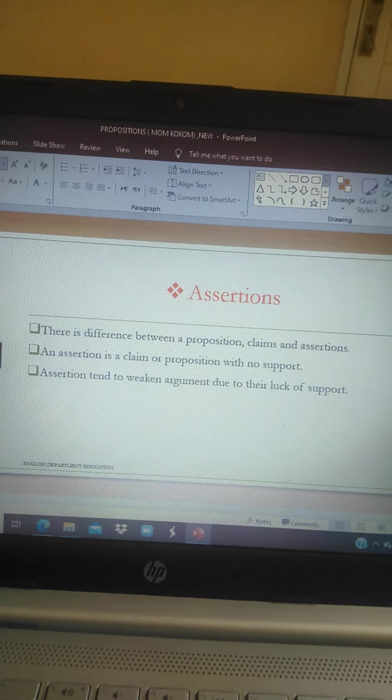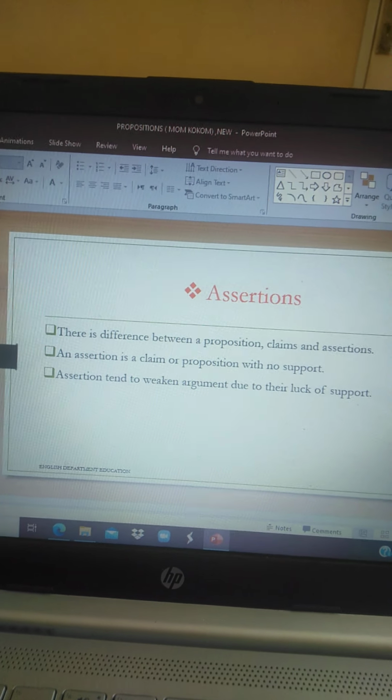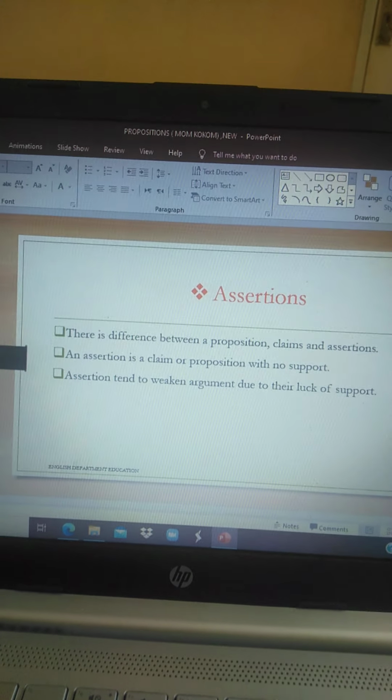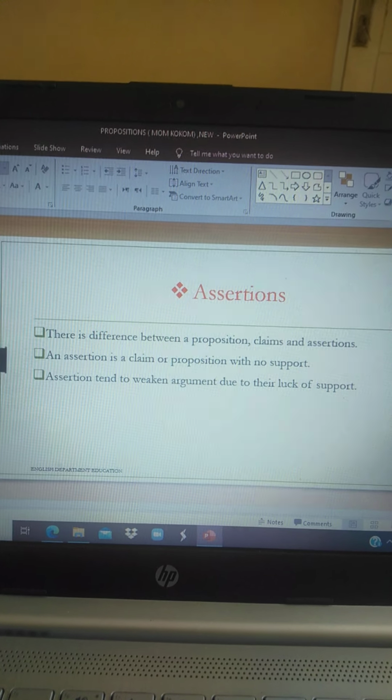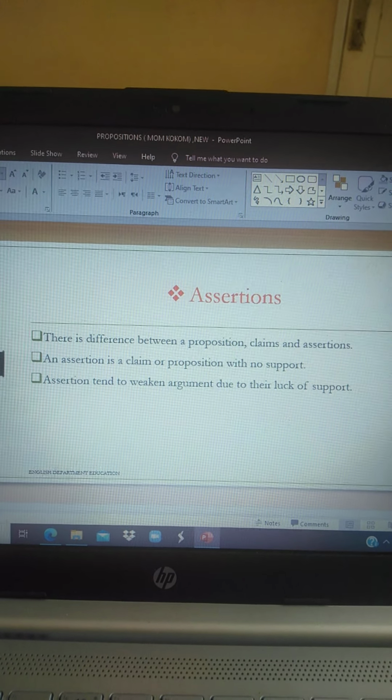Assertions. There is a difference between propositions, claims, and assertions. An assertion is a claim or a proposition with no support. Assertions tend to weaken an argument due to their lack of support.